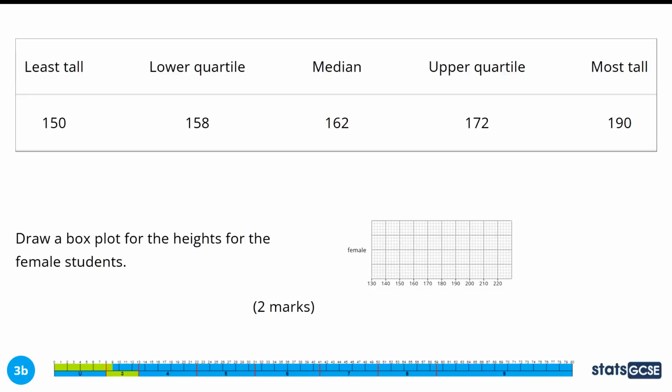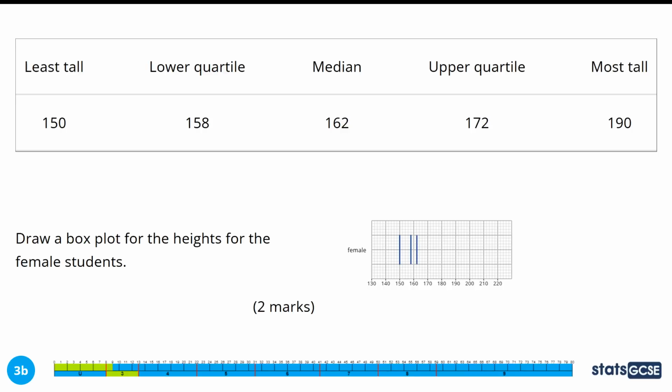The female students' heights are given to us in the table, and the least tall was 150. So on our graph here, I'm going to draw a line at 150. Then the lower quartile was 158. And we can see here that each of the little squares is going to be 2. Then the median is 162, so we'll make sure that goes there.